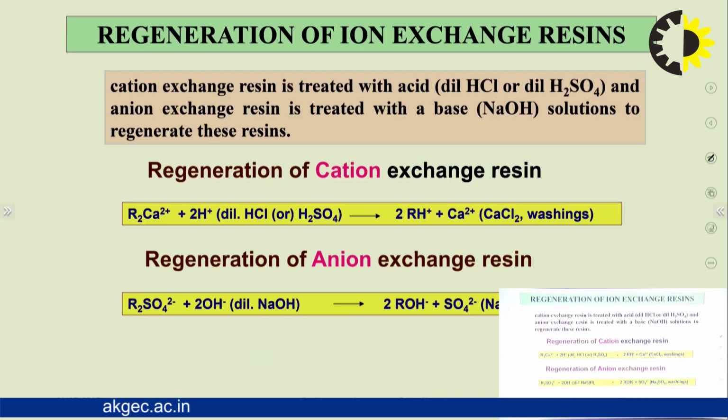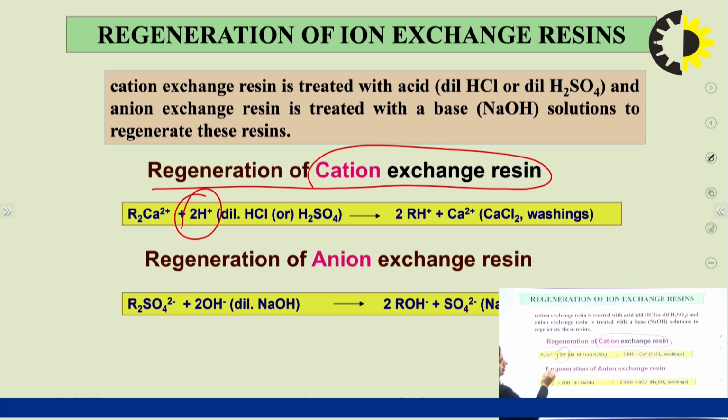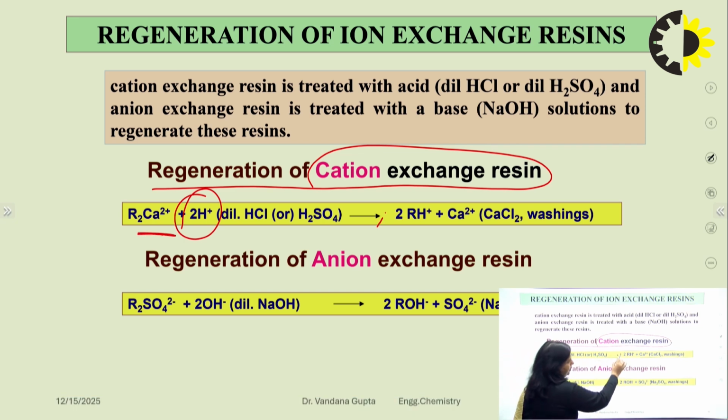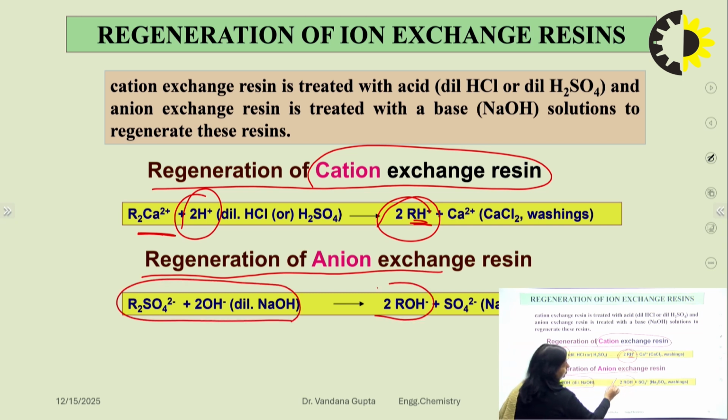So this is the reaction taking place during the regeneration of the cation exchange resin. Cation exchange resins are regenerated by any acid so that we get the original H+ cation exchange resin, and regeneration of anion exchange resins can be explained by this reaction. So H+ and OH- ions are regenerated in cation exchange resins and anion exchange resins respectively. So this is the overall reaction of regeneration.